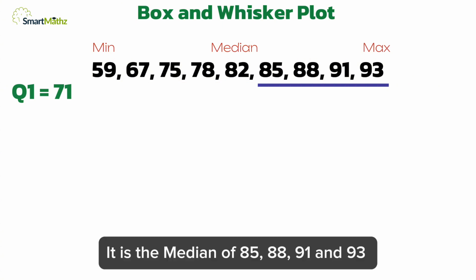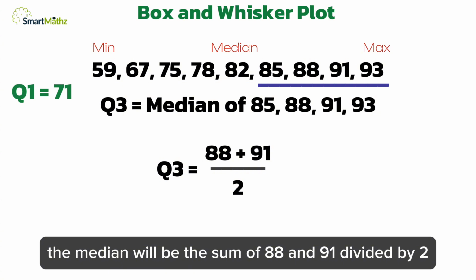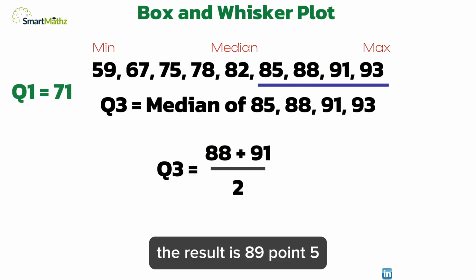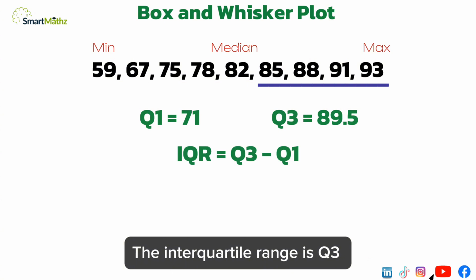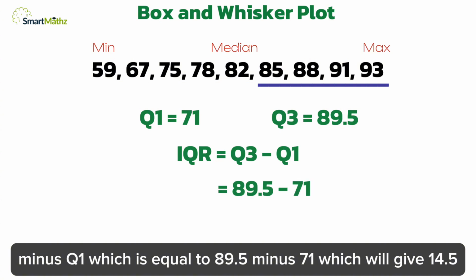Third quartile Q3 is the median of data values present at the right side of the median. It is the median of 85, 88, 91, and 93. The median will be the sum of 88 and 91 divided by 2. The result is 89.5. The interquartile range is Q3 minus Q1, which is equal to 89.5 minus 71, which will give 14.5.